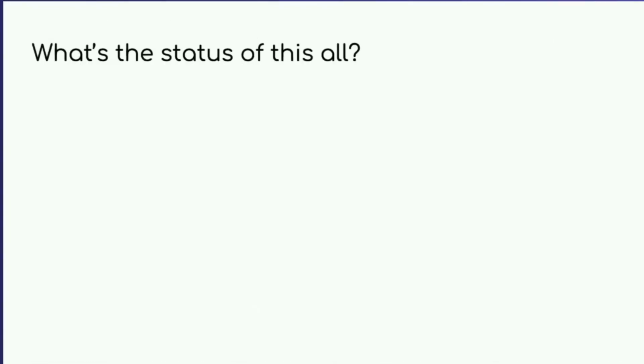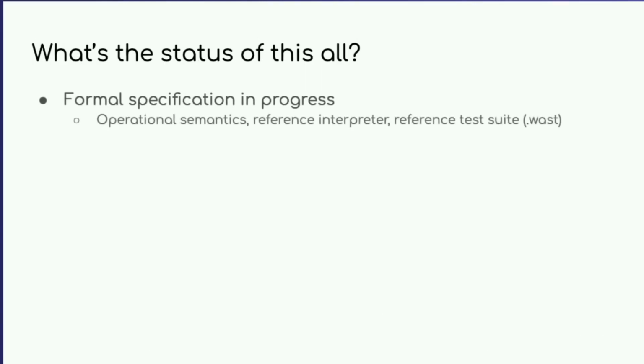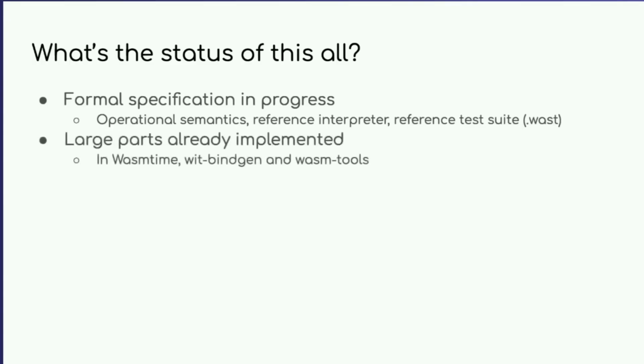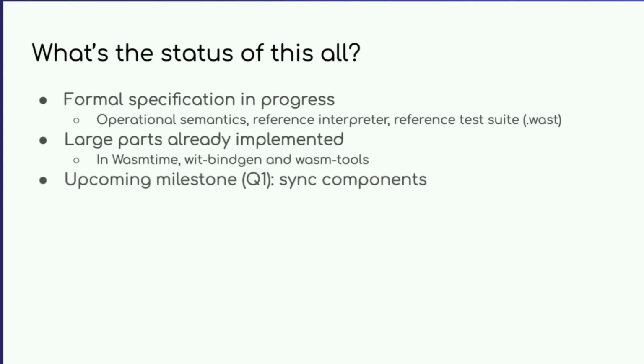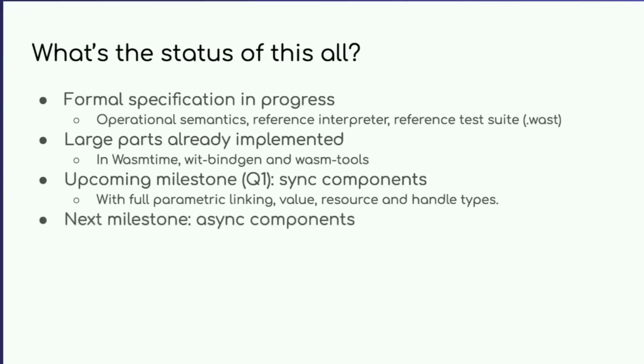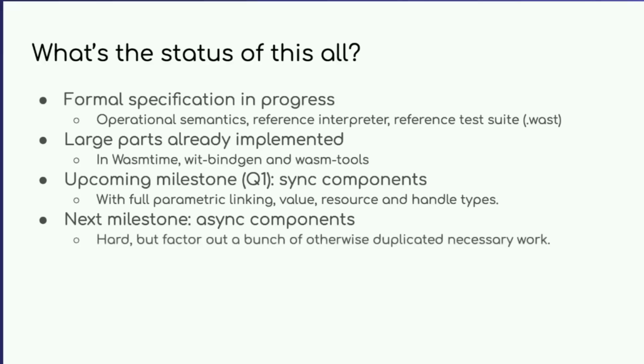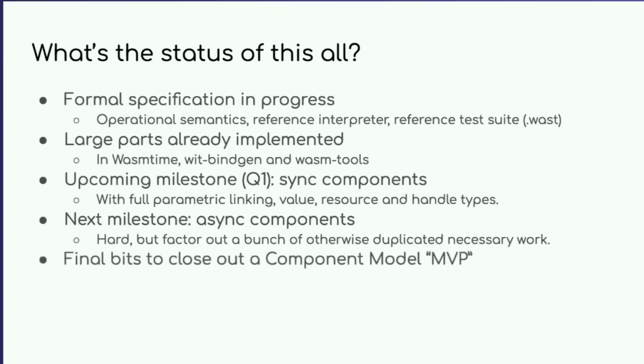So what's the status of all this? Well, there's a formal specification in progress with an operational semantics, reference interpreter, and reference test suite. Large parts are already implemented in Wasmtime, wit-bindgen, and wasm-tools. There's an upcoming milestone called sync components with full parametric linking, value, resource, and handle types, aimed for Q1. And then after that, the big milestone is adding futures and streams, so the async support to the component model, which is going to be hard, but it's going to factor out a bunch of otherwise duplicated necessary work. And then some final bits to close out a component model MVP, for example, optional imports and exports.